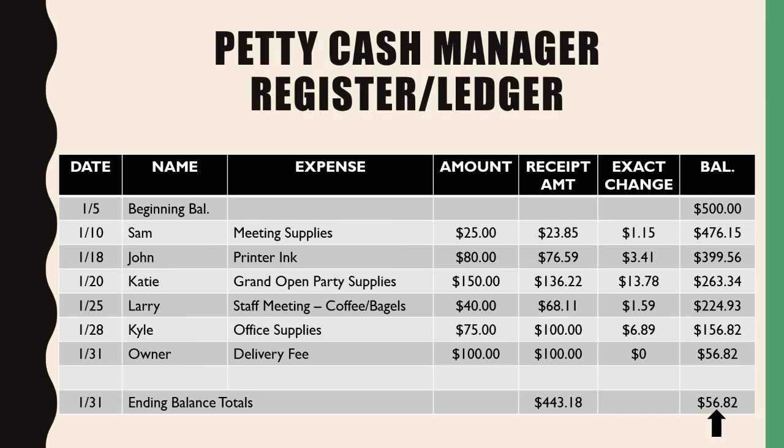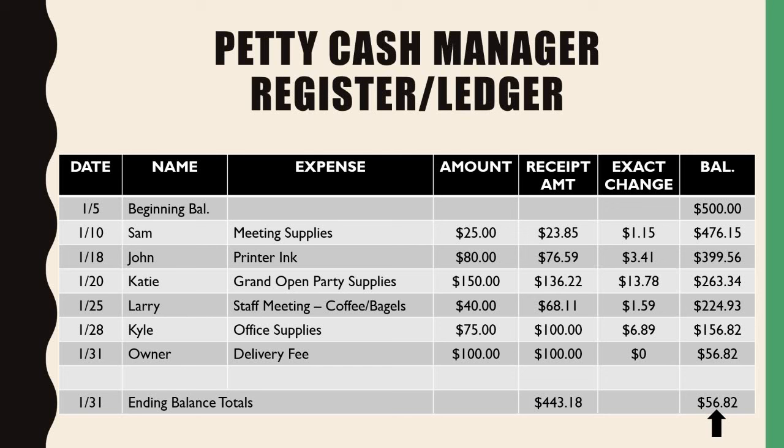I have a question. How did we calculate the change back? I see the 1.15, 3.41, 13.78. Did we add it back to the balance? Well, in this case, you started out with $500. Someone took $25. That means you have 475. And then you add back, because they didn't spend all $25. They came back with $1.15. So then you add that back in. Okay. Thank you.